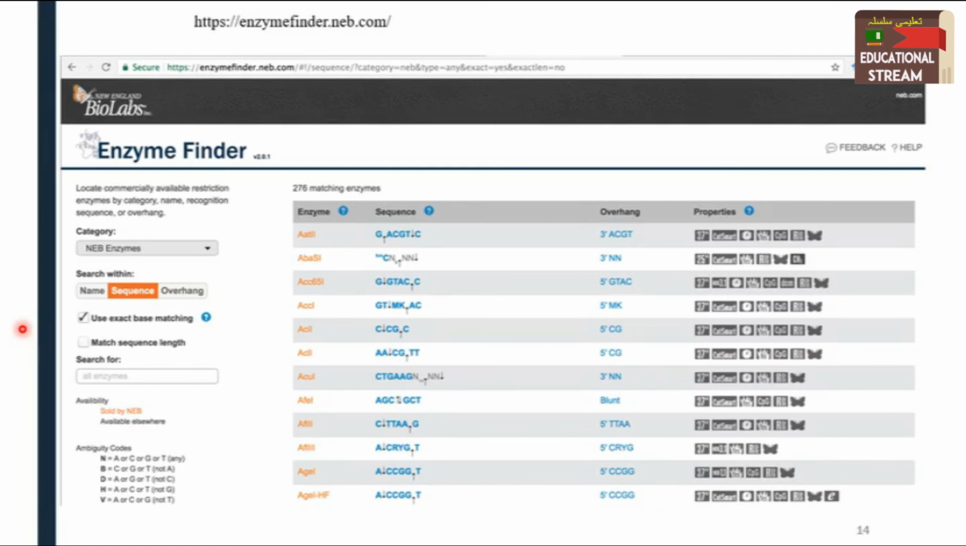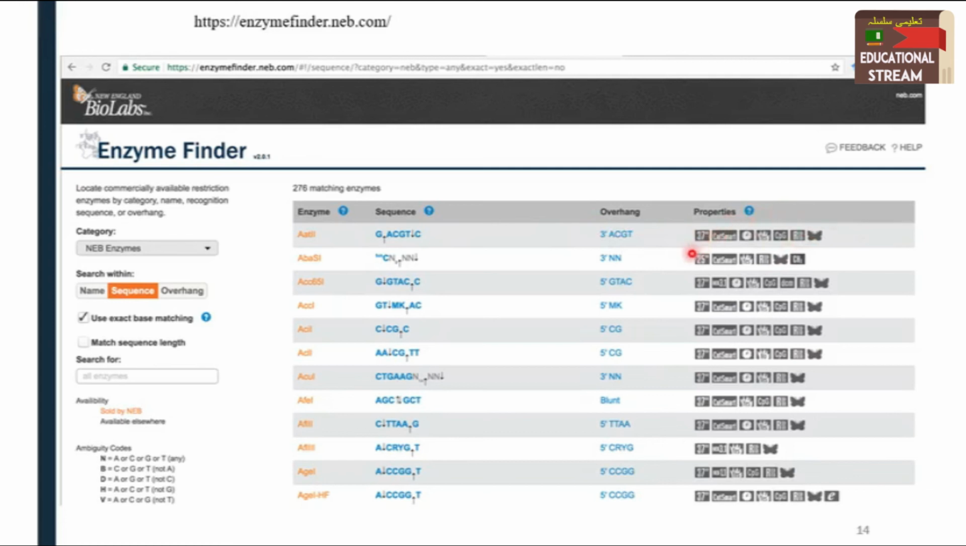And restriction enzymes are mostly commercially produced by different labs. Here a link is given of New England Biolabs, which is abbreviated as NEB. So if you order any enzyme from New England Biolabs, you can get information from their website. It will tell you about the sequence at which the enzyme will make a cut, and which overhang will be produced after restriction, and it will also tell you about various properties of the enzyme.